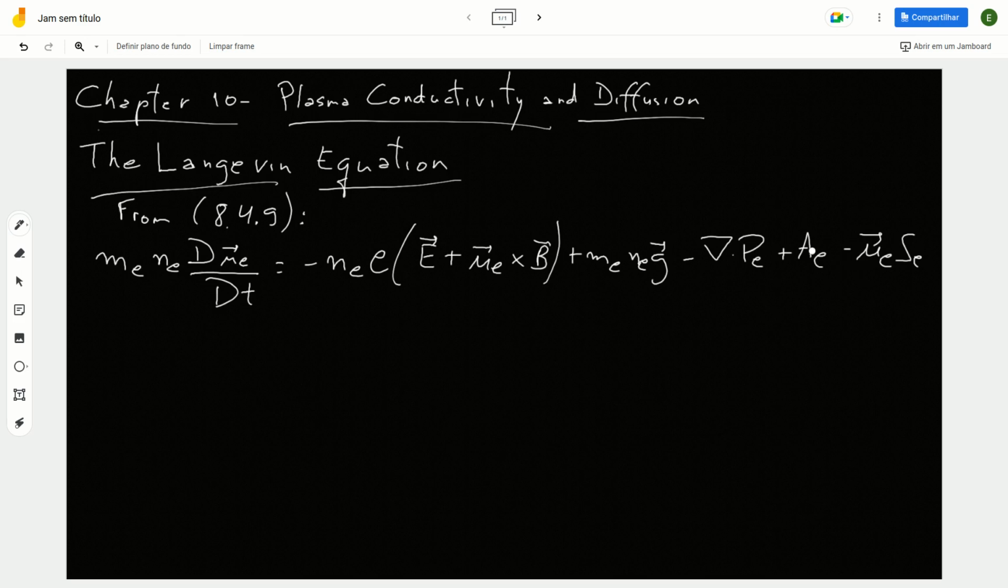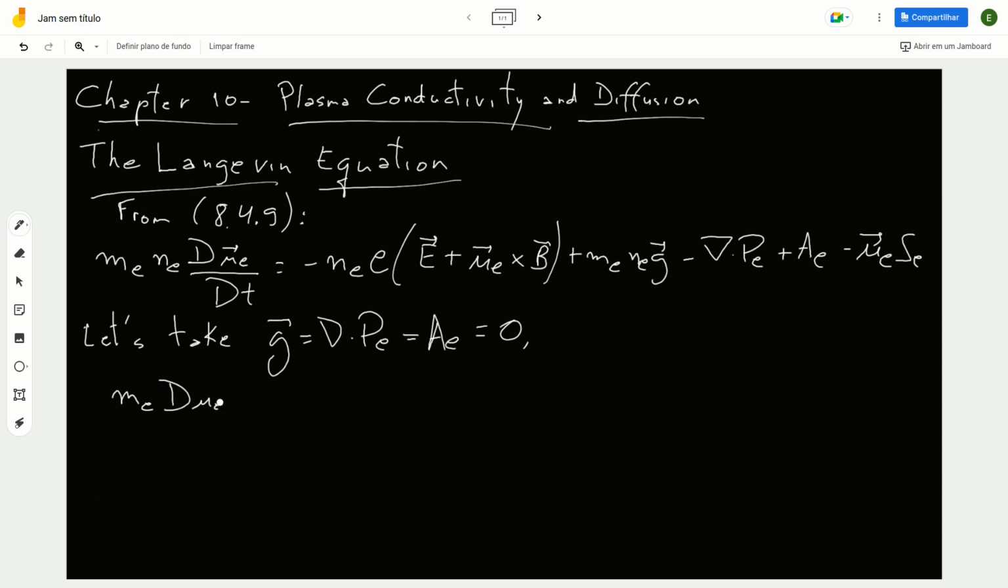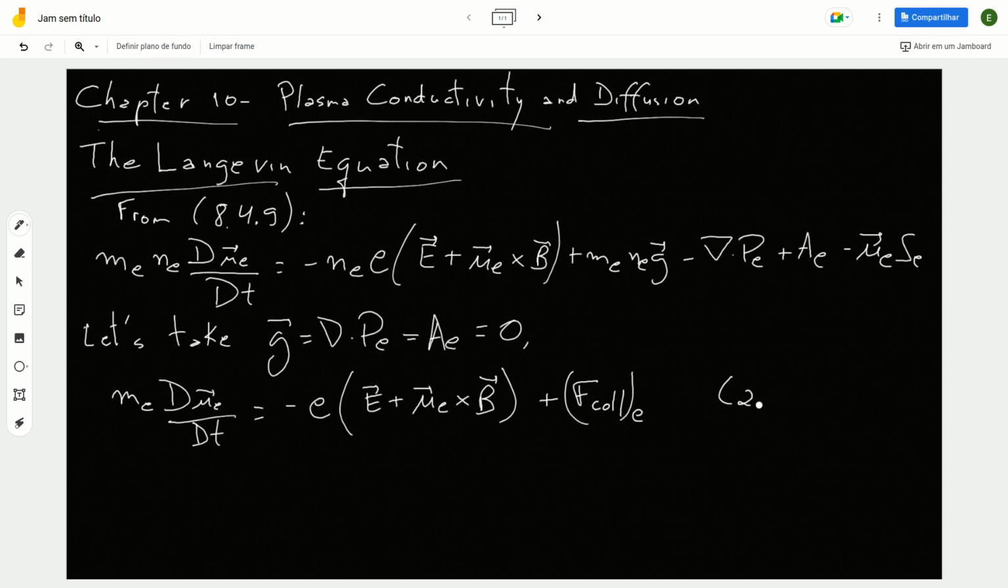Two collisional terms, AE and SE, that were described in chapter 8. And we here are going to assume that G is equal to the gradient of pressure, AE equal to 0. Okay, that's just for simplification. We're dropping those forces here, and we end up with this form of the motion equation. So we have some collisional term here as well, involving electrons and neutral particles.